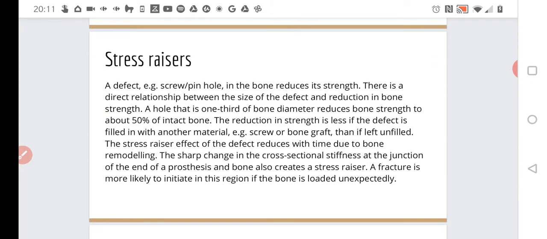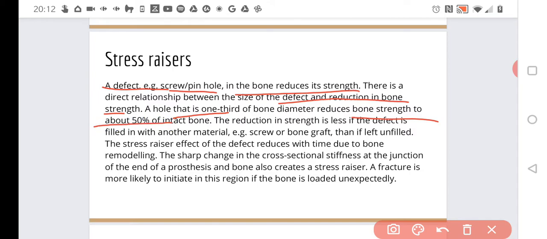So, what is a stress tracer? One more time. For example, a defect like a screw pinhole in the bone reduces its strength. There is a direct relation between the size of the defect and the reduction of bone strength. So, a hole that is 1/3 of the diameter reduces bone strength by 50%. And generally, the smaller the defect, the smaller the influence.